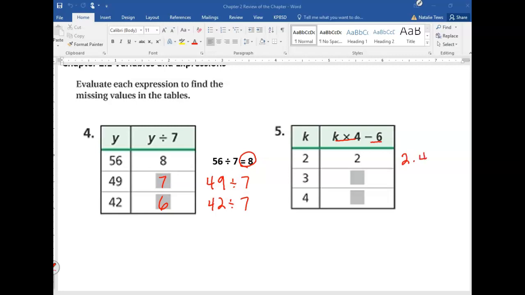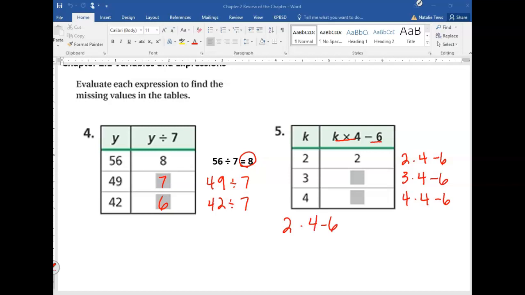So 2 times 4 minus 6, which I used this very same expression they gave me and filled in the k. So now the next one, I'm going to have 3 times 4 minus 6. And on the next one, I'm going to have 4 times 4 minus 6. Now I'm going to bring these expressions down, and I should see 3 funnels underneath your table. So 2 times 4 minus 6.